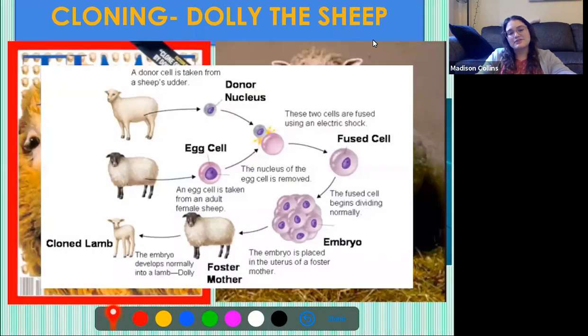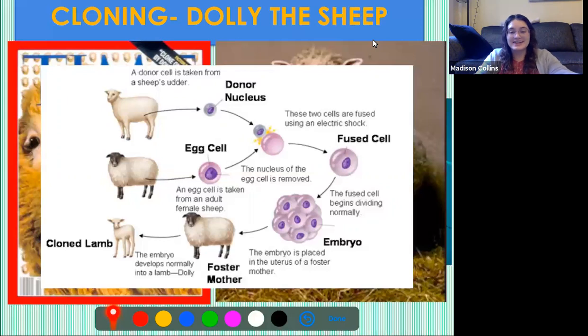The last thing we're going to go over today is cloning. Now, we briefly talked about cloning today in class, but this is another example of asexual reproduction. It is reproduction that just takes one parent to make genetically identical offspring. And my favorite example of cloning is Dolly the sheep. She was named after Dolly Parton, the country music singer.